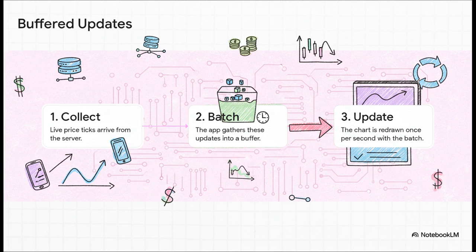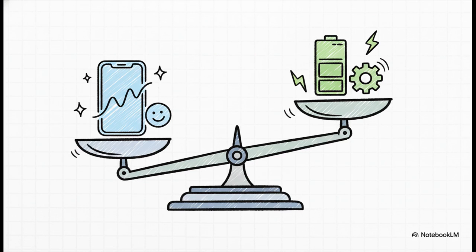So first, it collects all the live price ticks as they come in from the server. Then, it batches them all together in a temporary holding area, kind of like a buffer. And finally, it updates the chart just once per second with that entire batch of data all at once. And what you get is the best of both worlds. The chart feels like it's updating in perfect real time, giving you this super smooth visualization, but it's all done in an incredibly efficient way that doesn't overwhelm your phone or drain your battery.